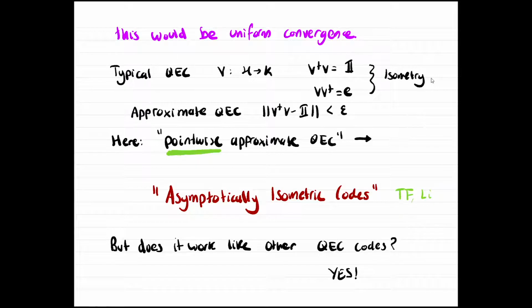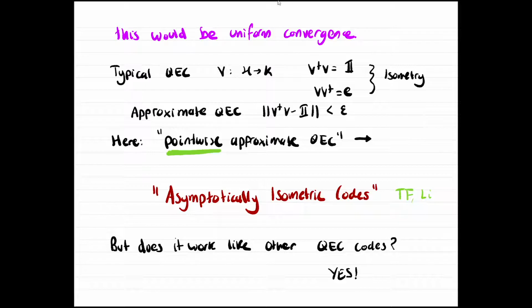So the other case is uniform convergence. Typically in quantum error correction, as I said, you impose V dagger V as 1. You can also get away with some errors in V dagger V minus 1, but usually when you do that, you would just have some uniform approximation to that. So the new thing we're doing is some pointwise version of quantum error correction.